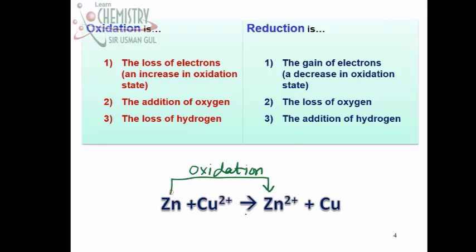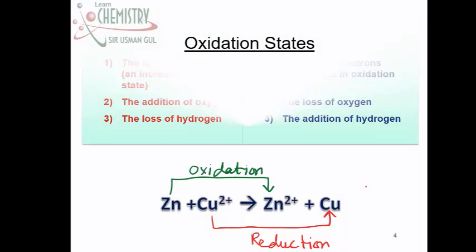Okay, now focus on the same example. Now just focus on the copper. On the other hand, previously copper had a plus 2 charge, but after the reaction it acquires a 0 charge. It means it is gaining electrons because its oxidation state is decreasing. So I would say that is called reduction. Now this was the oxidation and reduction.